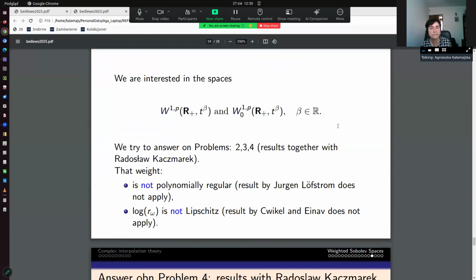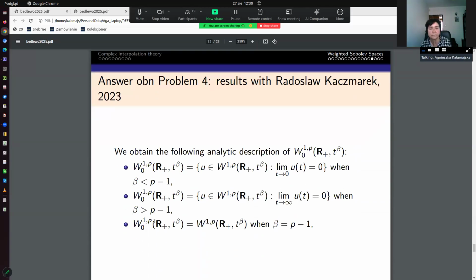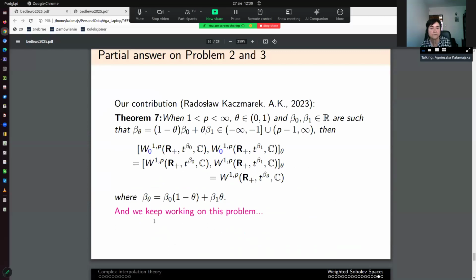And then at the end, I would say why I was interested. In a sense, I have tried a very simple approach. I considered such a Sobolev space where the weights are not polynomially regular, not Lipschitz. This logarithm of R omega is not Lipschitz. None of the results mentioned can be used. The space looks very simple. And then we have a characterization of the completion of C0 infinity. Then we have certain results toward problems 2 and 3, so intermediate spaces.